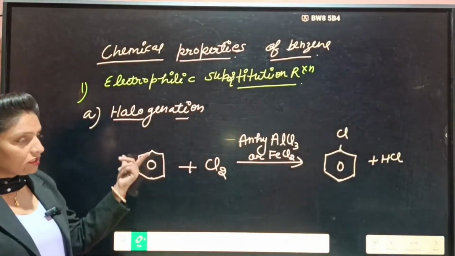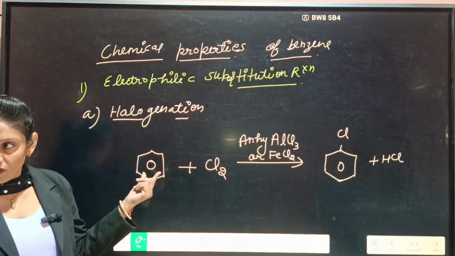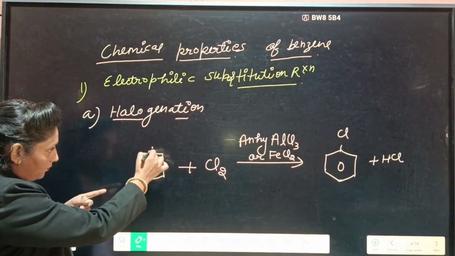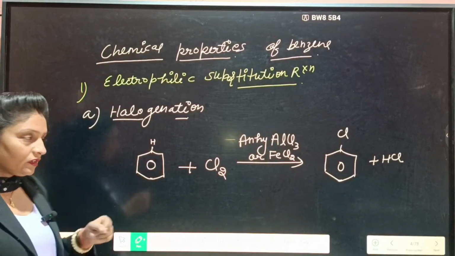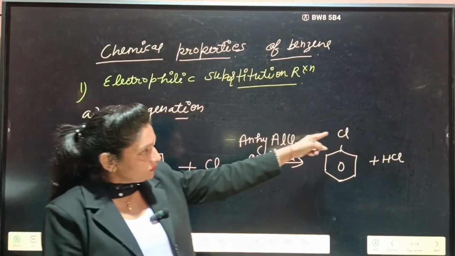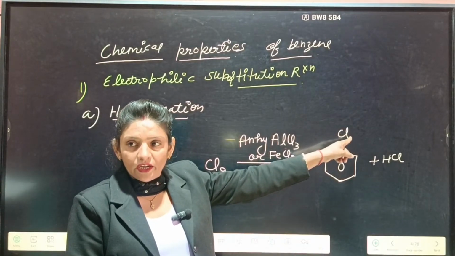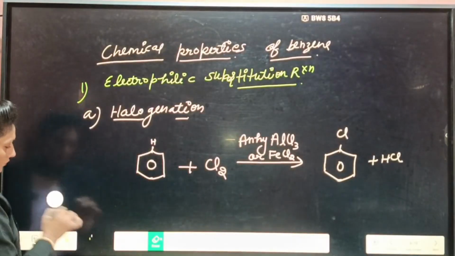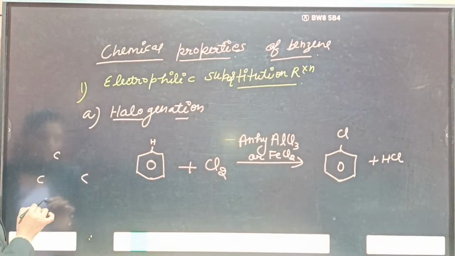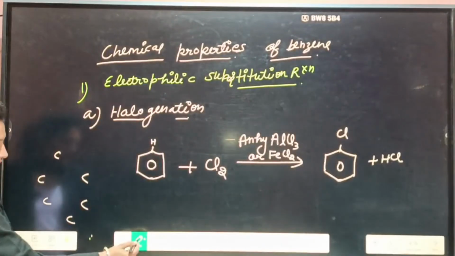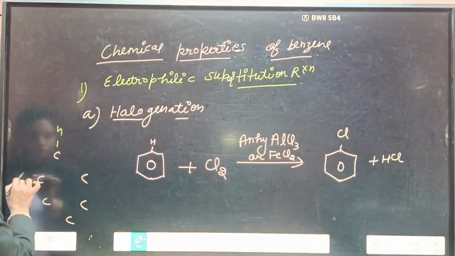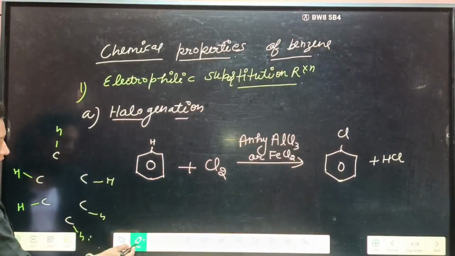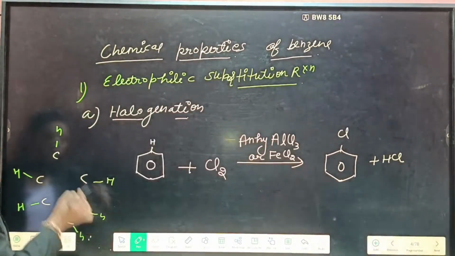Try to understand first. Here at each corner, at each carbon, hydrogen is present. At the place of this hydrogen, it is substituted by one chlorine. Now hydrogen is not there. If I write benzene in this way, there are 6 carbons: 1, 2, 3, 4, 5, 6. At each carbon, one bond is forming with hydrogen, and alternate double bonds.